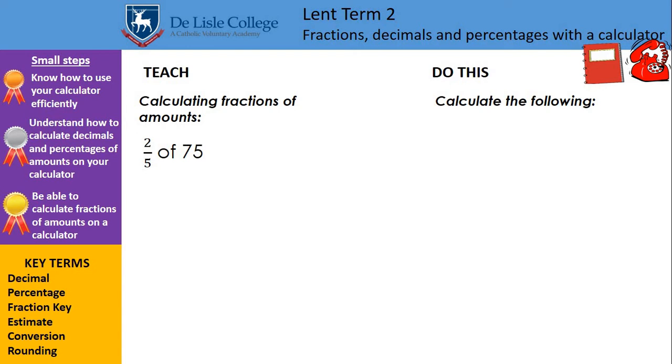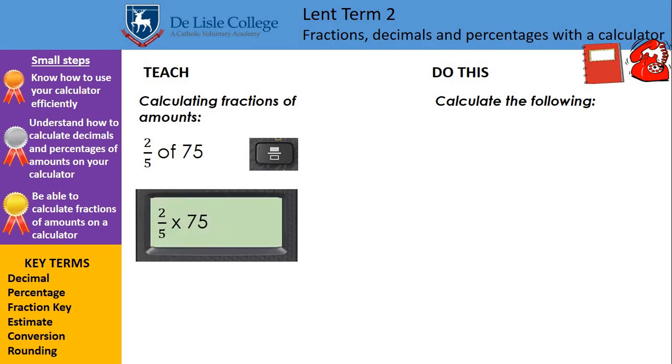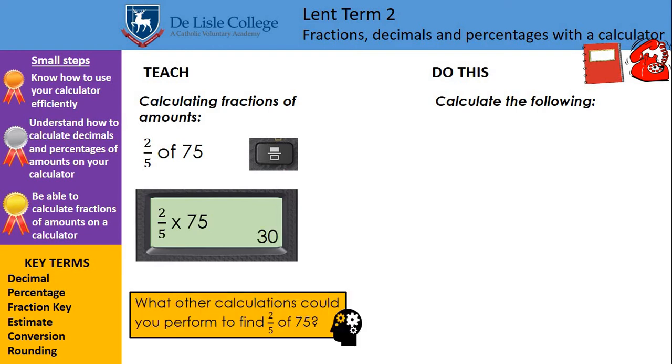Okay, we're now going to have a look at calculating fractions of amounts. So if I wanted 2/5 of 75, what we would need to do is to press the fractions button on our calculator, and in the numerator put 2, and in the denominator put 5, then press the right arrow to enable us to put in a multiplication sign, and then type 75. And that should give you an answer of 30.